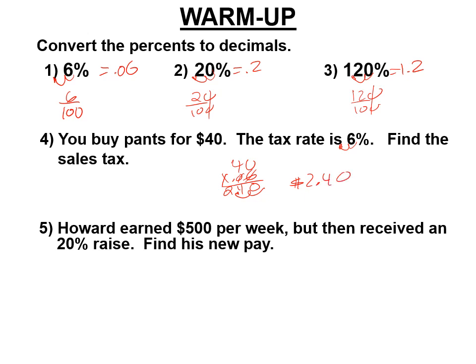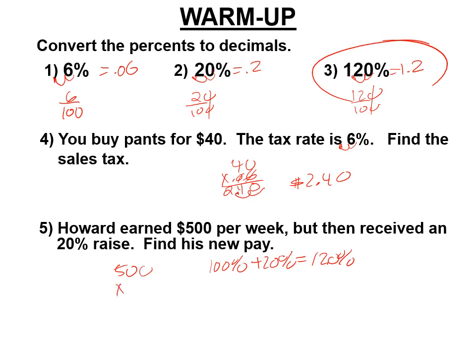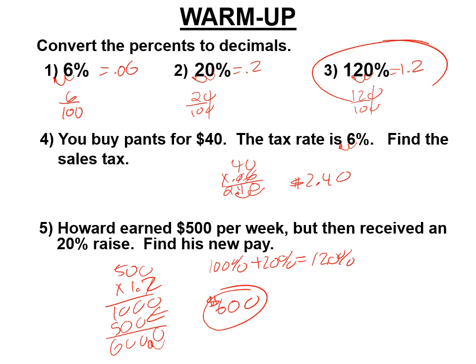Howard earned $500 per week, but then received a 20% raise. Find his new pay, right? So it's 20% higher, which is 120%. So we can multiply 500 times 1.2. And let's do that. 2 times 0, 2 times 0, 2 times 5 is 10. Step over. 1 times 0, 1 times 0, 1 times 5. And we get 1 decimal. And now he earns $600 a week. He got a $100 raise.